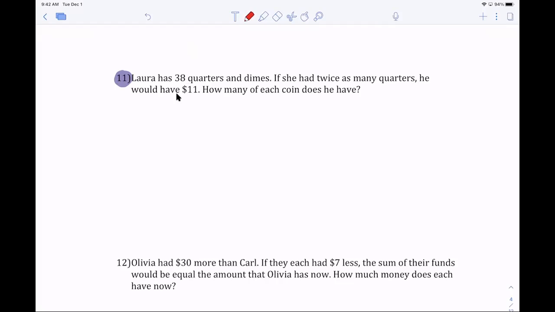0.25q plus 0.10d. I'm not arguing with you, but I first want you to do this. That's an equation in itself. q plus d equals 38. I know you said 35, but you meant 38. Oh, yeah. Right?